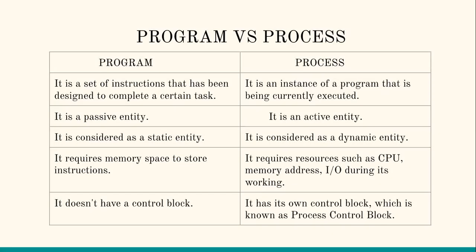So let's distinguish between a program and a process. A program is a set of instructions that has been designed to complete a certain task, whereas a process is an instance of a program that is being currently executed. A program is a passive entity, whereas a process is an active entity. A program is considered a static entity, whereas a process is a dynamic entity. A program does not require a control block, whereas a process has its own control block, which is called the process control block. A program requires memory space to store instructions, whereas a process requires CPU resources and IO devices during its execution.